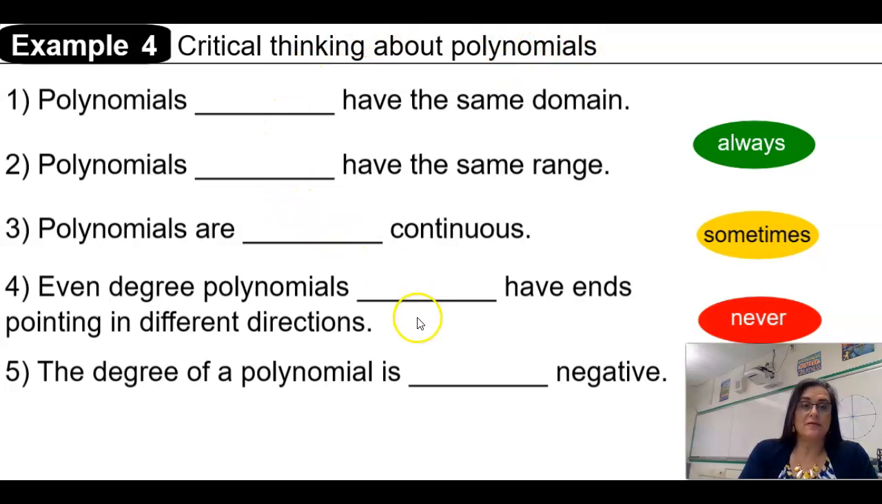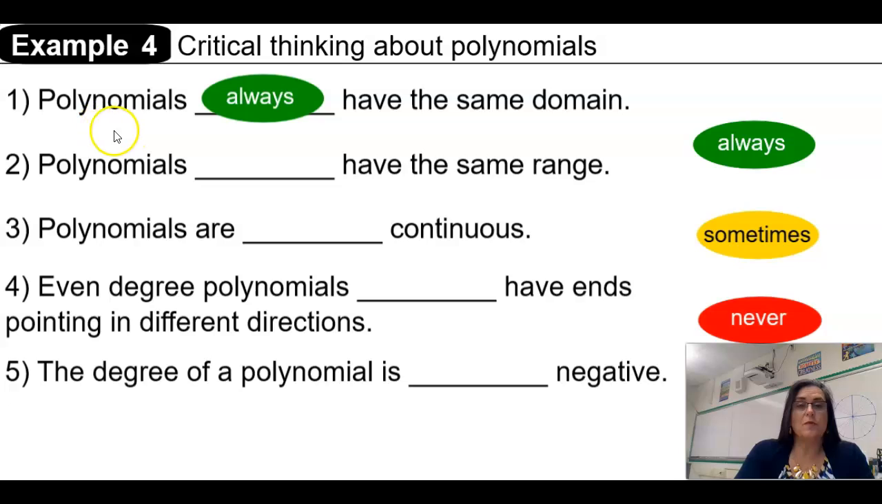In these blanks, in example 4, we're going to use the words always, sometimes, or never in order to make the statement true. So in number 1, polynomials always, sometimes, or never have the same domain. Okay, because polynomials have unbounded domains, we can put anything in we want for x from negative infinity to positive infinity. They always have the same domain, and that domain is all real numbers.